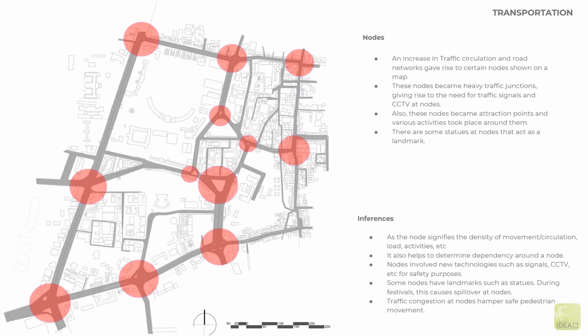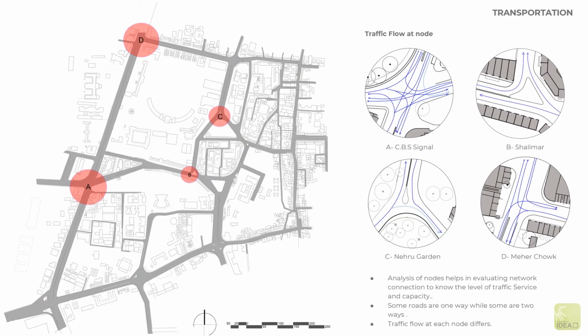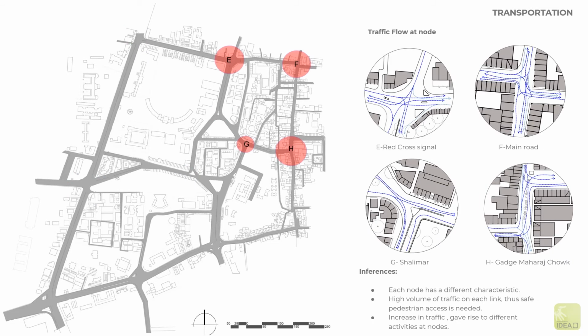The emergence of roads and an increase in traffic flow gave rise to the formation of nodes and informal activities along the edges. Thus, the footfall increased. These nodes signify the density of movement and circulation load. Every node is different from each other in sense of network connection, the volume of traffic load, activities, etc.